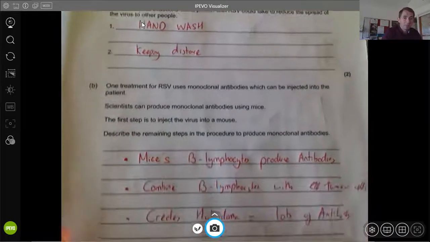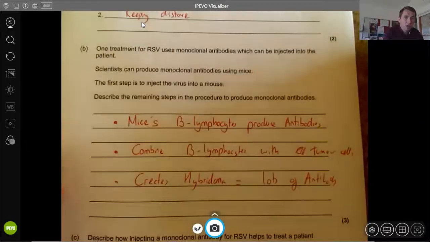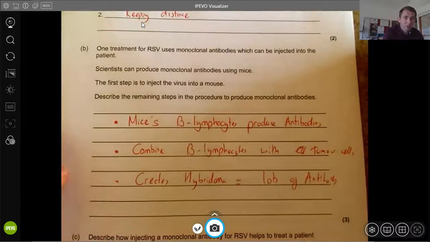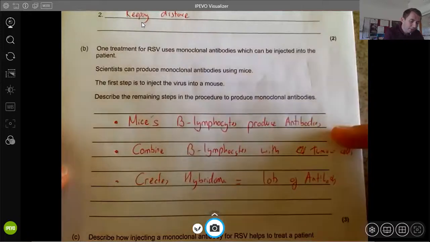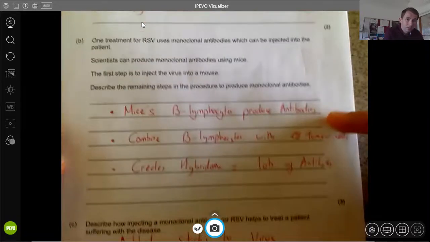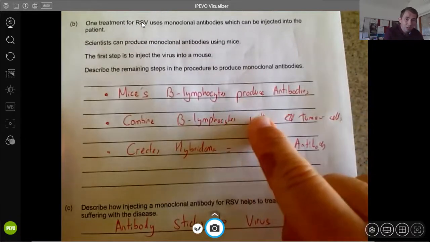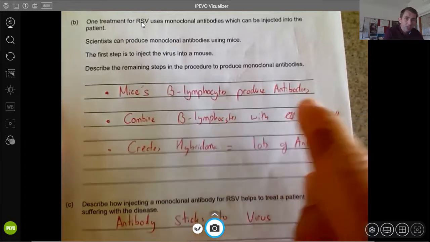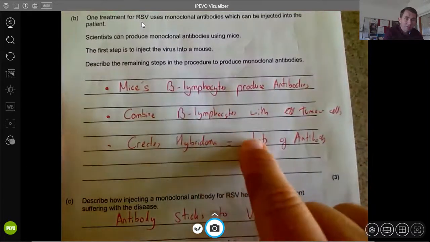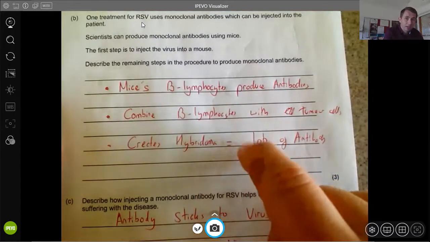Question B, it says, one treatment for RSV is monoclonal antibodies, which can be injected into the patient. Scientists can produce them using mice. The first step is to inject the virus into the mouse. Describe the remaining steps. So I've said, the mouse's lymphocytes produce antibodies. You combine the lymphocytes with tumor cells. You create a hybridoma, which produces lots of antibodies. So they're your 3 marks there.